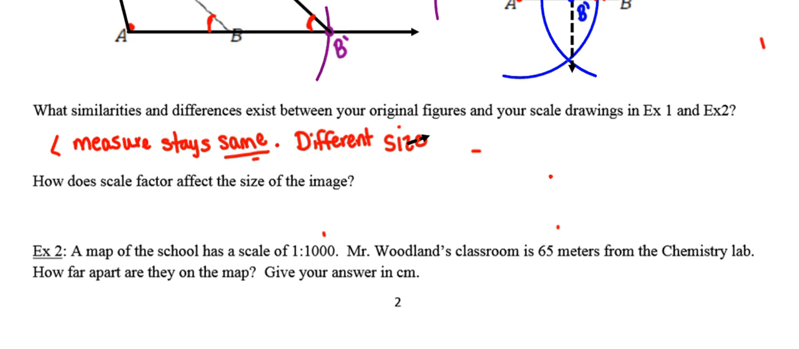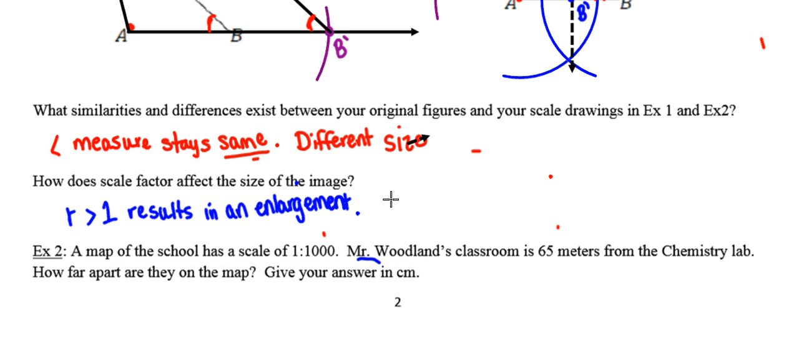All right, and then they want to know how does scale factor affect the size? Well, when we had a scale factor greater than 1, it resulted in an image that was larger than our original. So I'm going to say an R, or scale factor greater than 1, results in an enlargement. Whereas the scale factor of a half, or less than 1, produces something that's smaller, or a reduction.